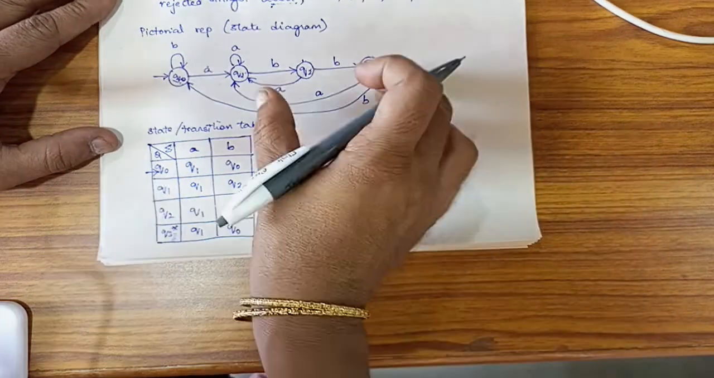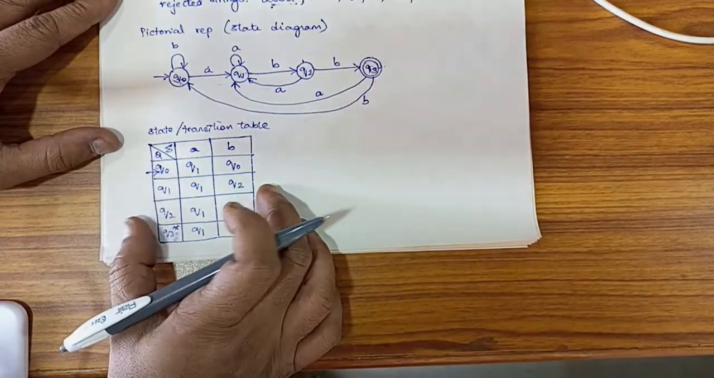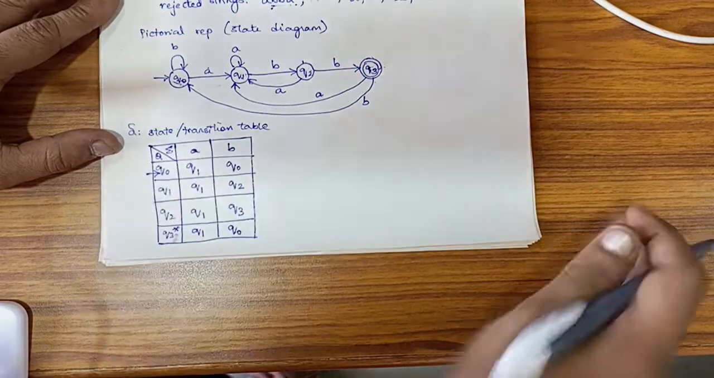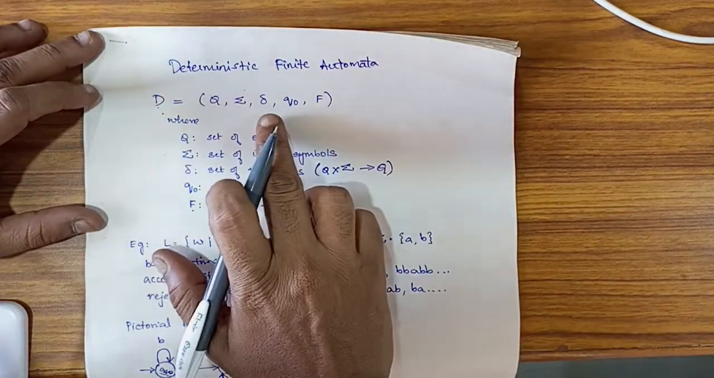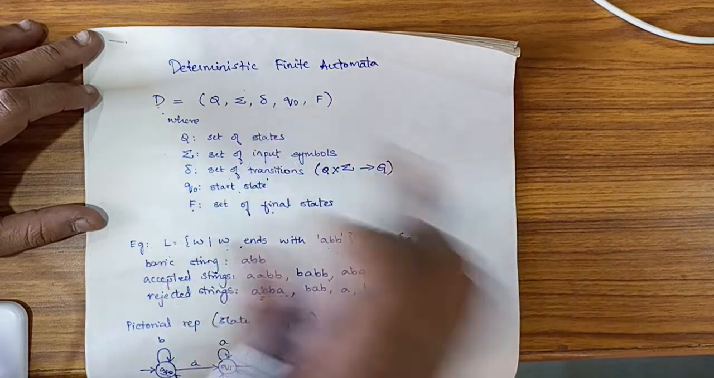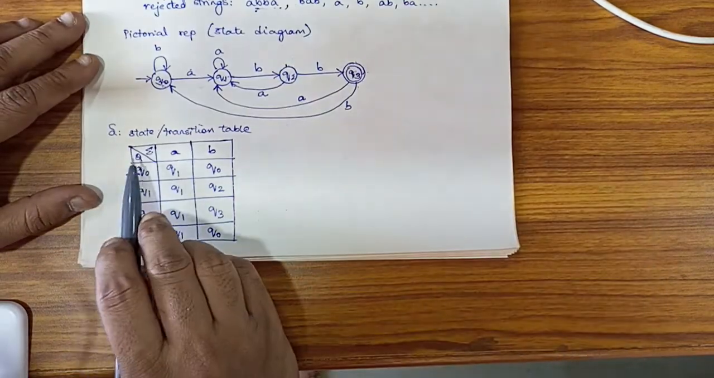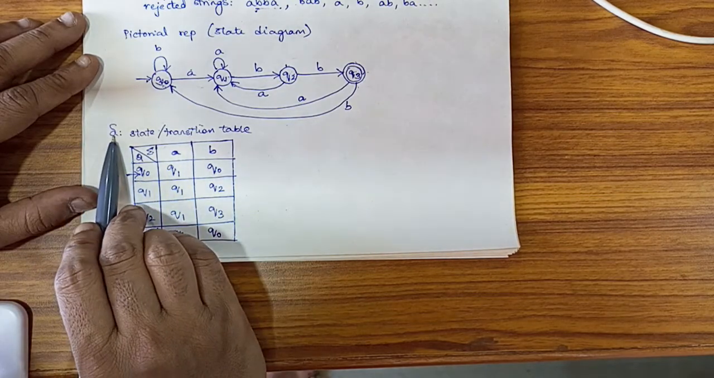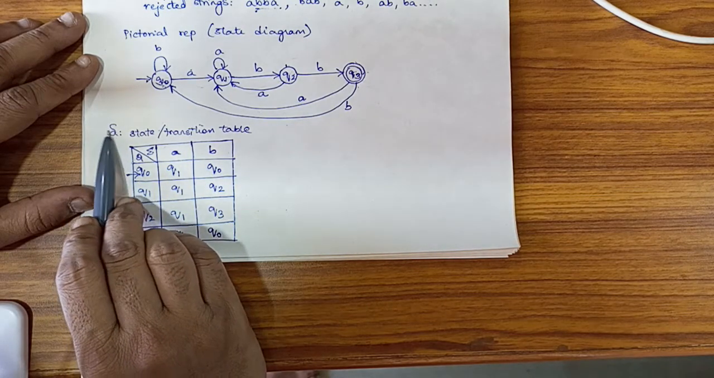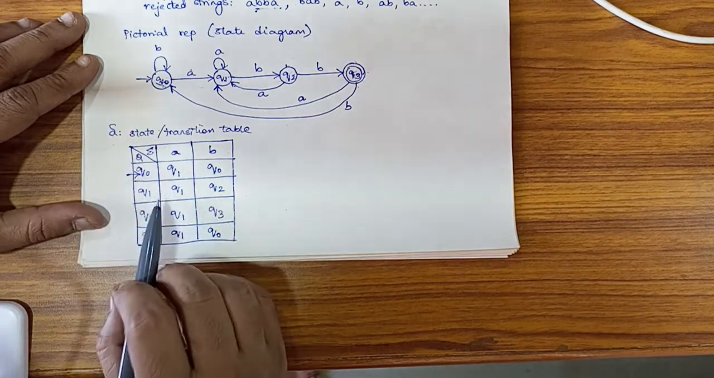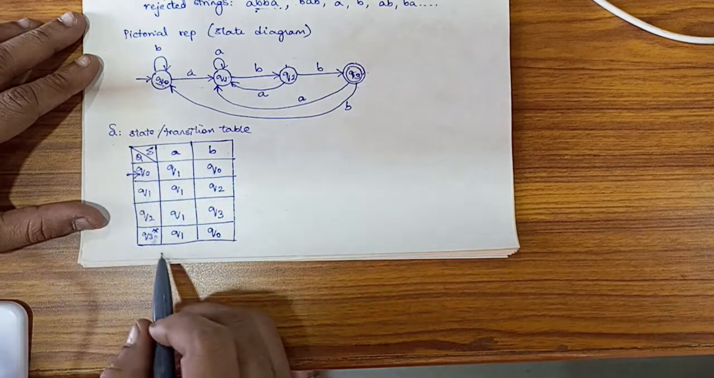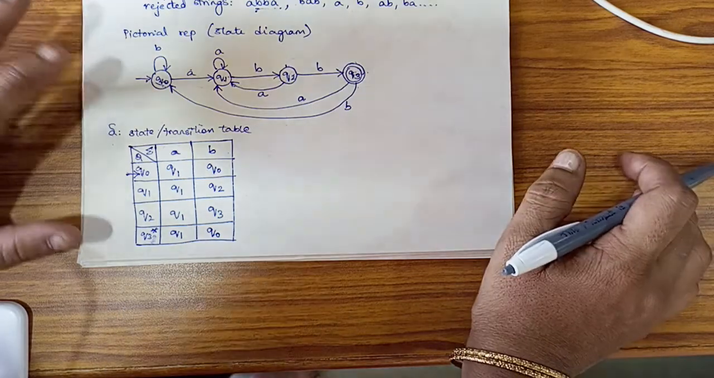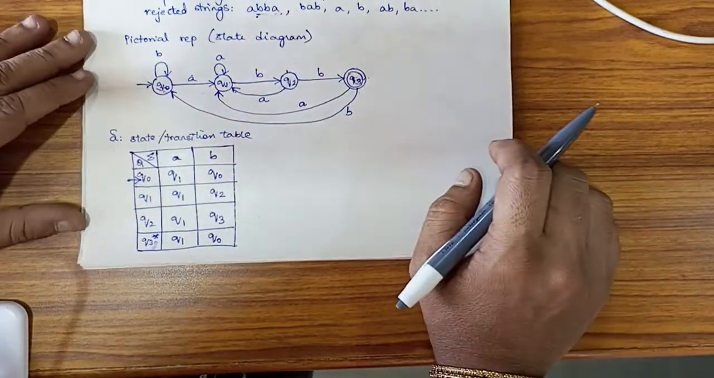Okay, so just look at the state diagram and fill the state table or the transition table. This is my delta, right? The delta that is given in the formal definition, delta, which is the set of transitions, is given over here. Q is the set of states, sigma is the set of input symbols, delta is the set of transitions, Q0 is the start state, and Q3 is the final state. Okay, so this is the definition or the design of the diagram.